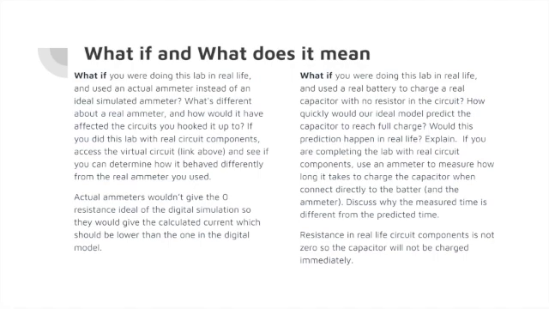What if you were doing this lab in real life and used a real battery to charge a capacitor with no resistor in the circuit? How quickly would our ideal model predict this capacitor to reach full charge? Would this prediction happen in real life? Explain. If this were to happen in the digital model, it should be instant, but if it was in real life, resistance in real life circuit components is not 0, so the capacitor would not be charged immediately.